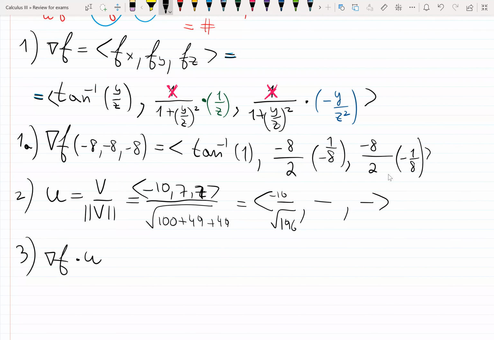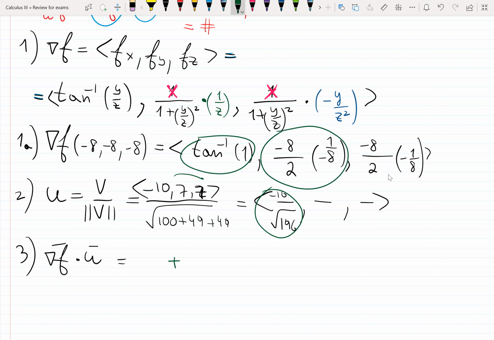F times U. That is a product of two vectors, but what kind of product? Scalar product. So basically you just multiply this constant by this constant plus this constant by this constant plus. It's a product of corresponding components. You could actually write down what arctangent of 1 is. It's a number, actually a pretty good number. It's pi over 4, but I can write it down for you, though you don't have to.